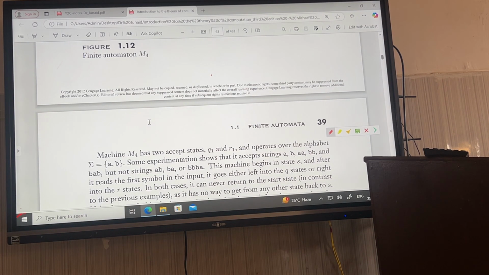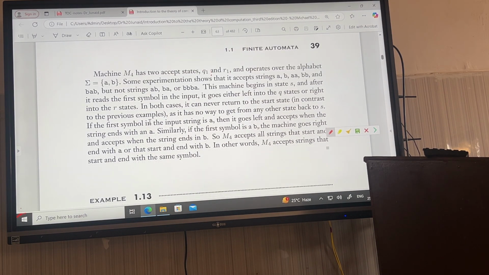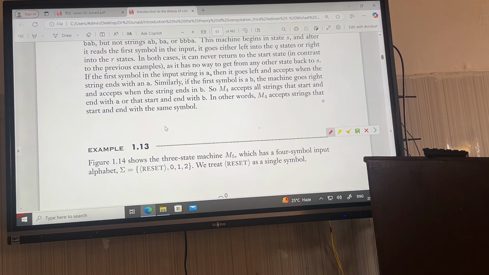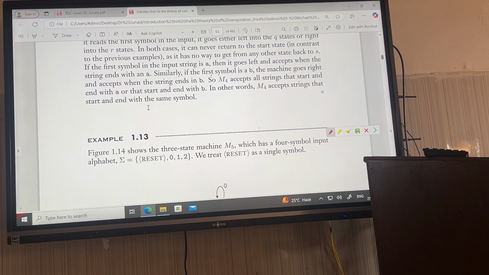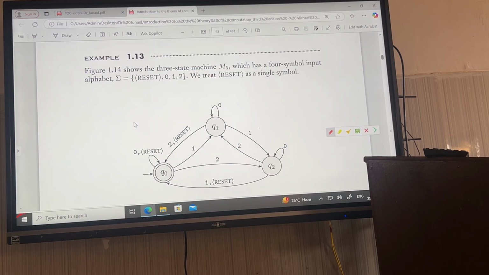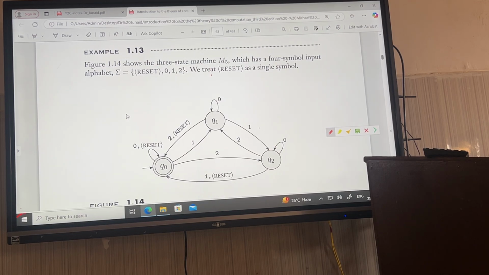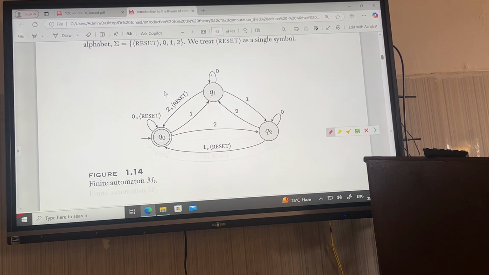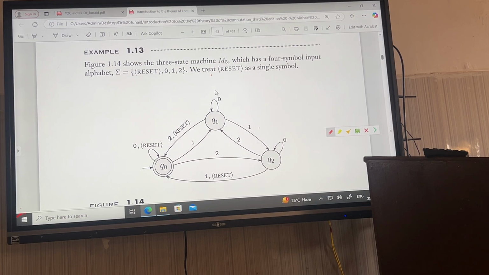What do you say about the language? M4 accepts strings that start and end with the same symbol. If it starts with A, it ends with A. Does it make sense? What do you say about this one? It is a little tricky, okay? But it's very simple.